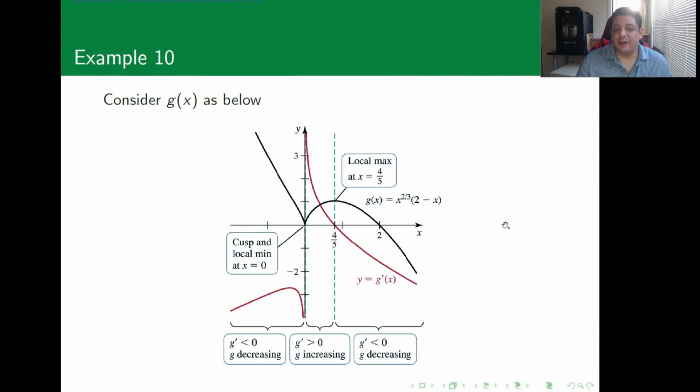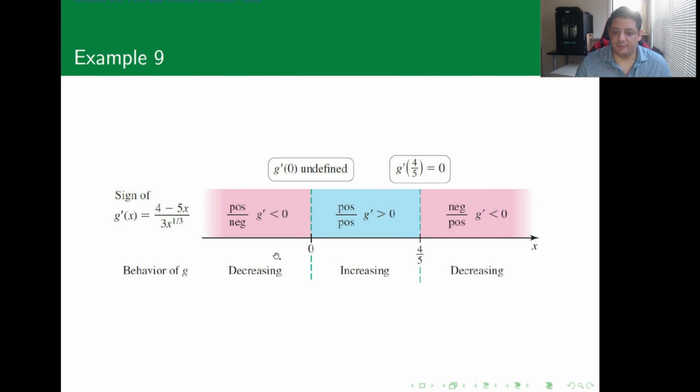Now let's see how it reflects in the function. In the function, indeed, we have a minimum at 0, and we have a local maximum at 4 over 5. Since the derivative does not exist at 0, that's why we have this peak. You can see that it's very pronounced, and then the function smooths out to the local maximum. This reflects the analysis of this function.